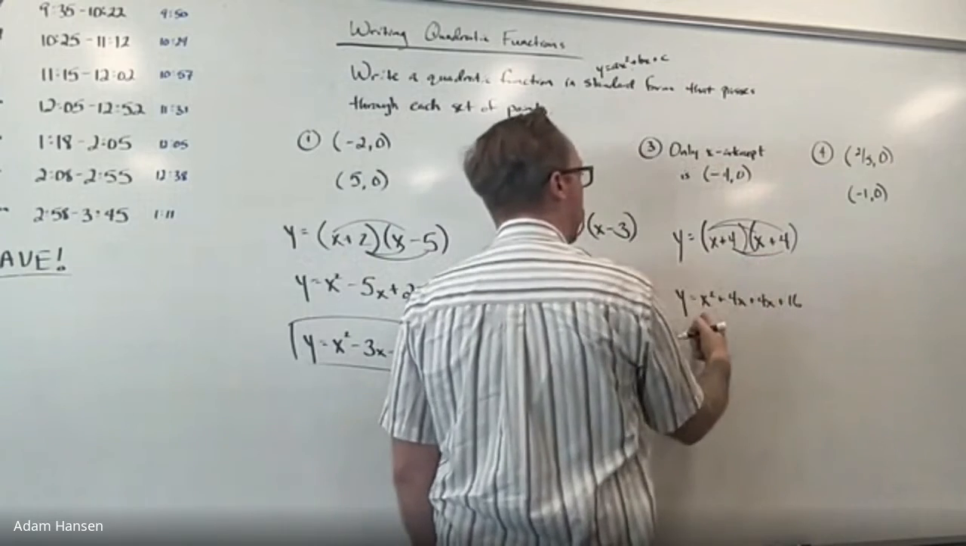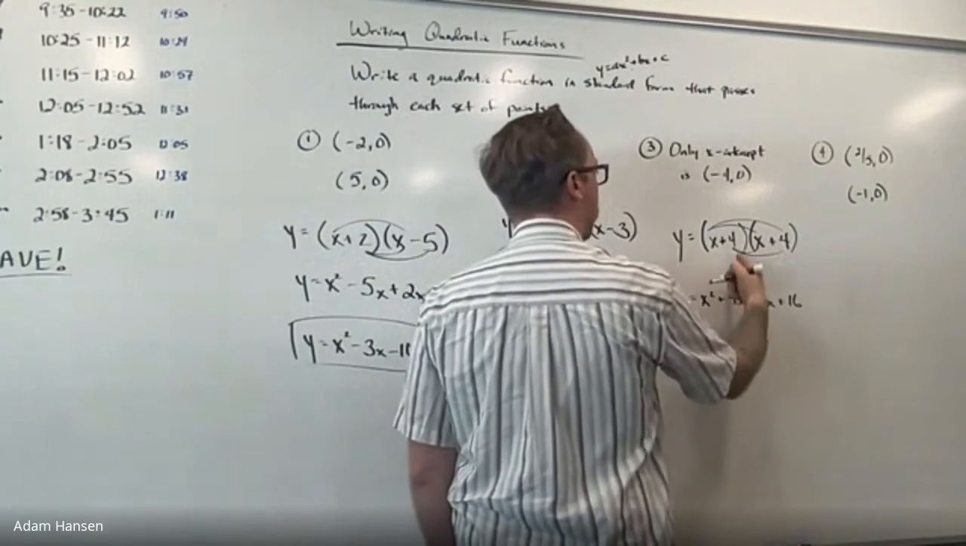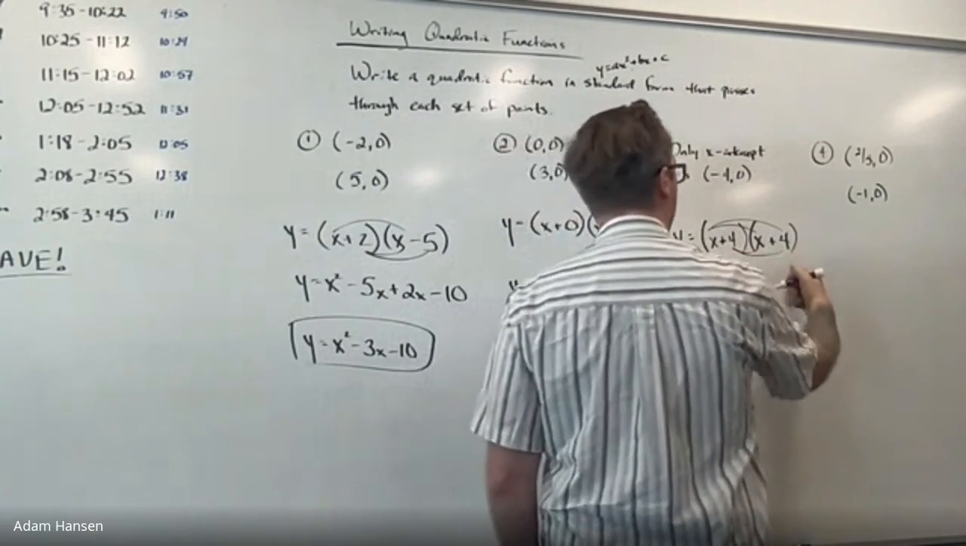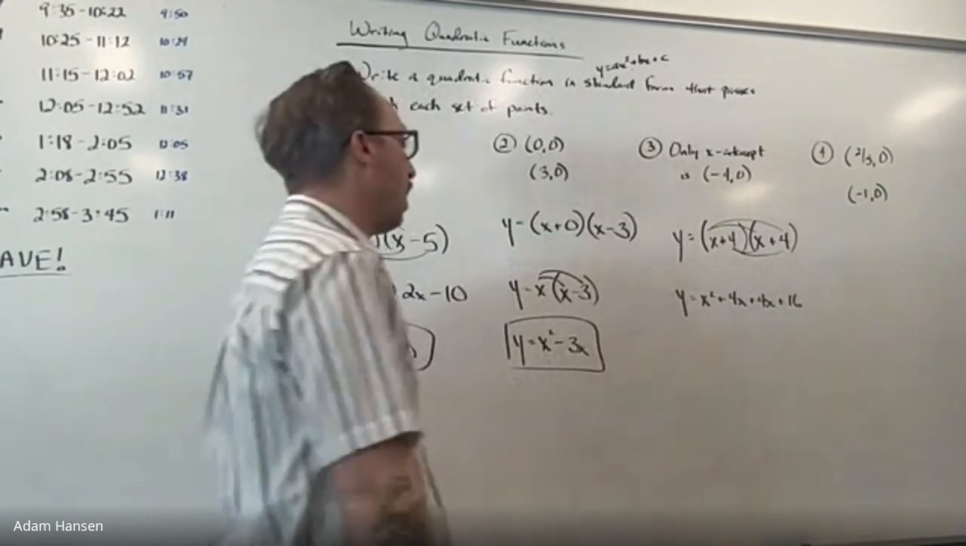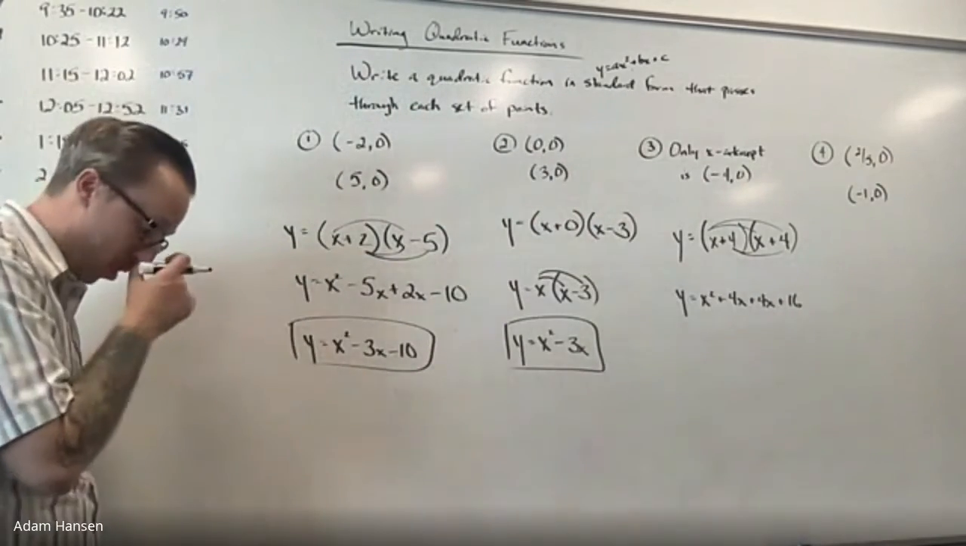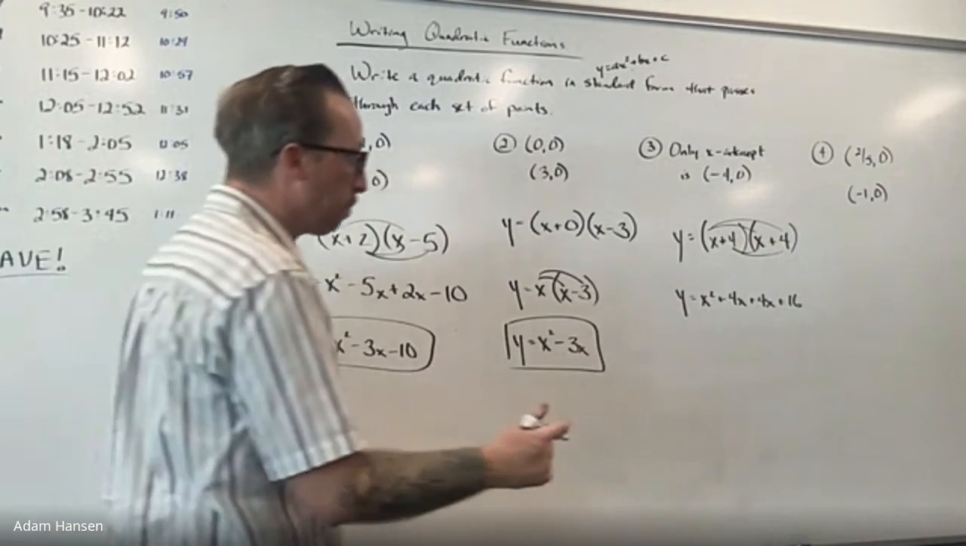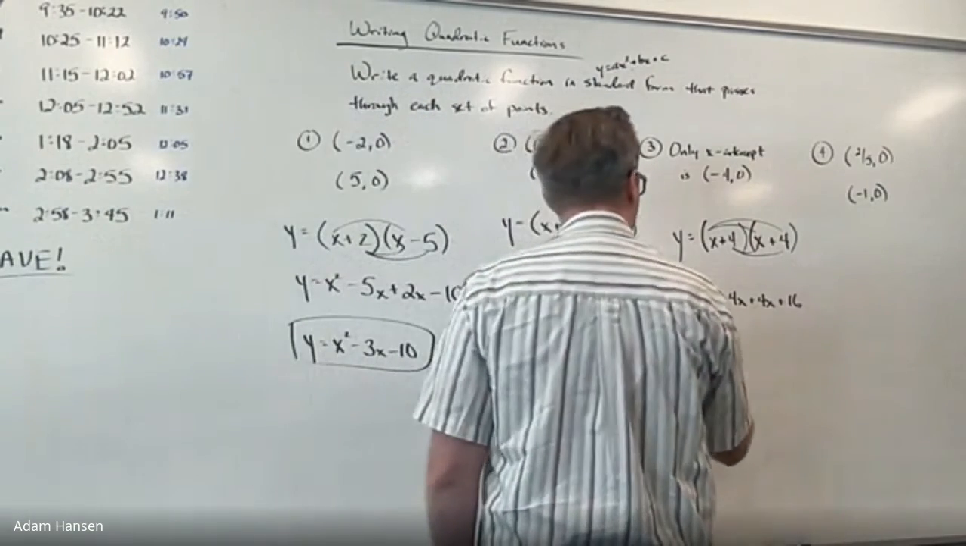X times x is x squared. X times 4 is 4x. 4 times x is 4x. And 4 times 4 is 16. Simplify it one more time. What can I combine? 4x and 4x makes what? 8x.